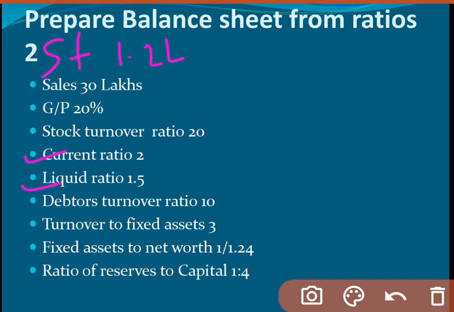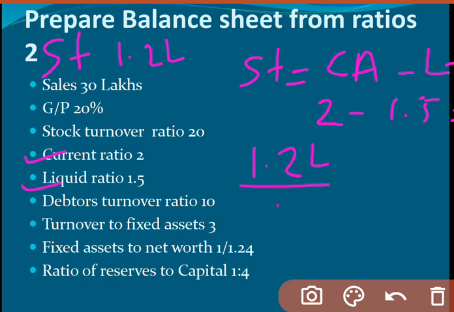How can we find stock from current assets and liquid assets? Stock is equal to the difference between current asset and liquid asset. Current asset here is 2 and liquid asset here is 1.5, so 0.5 is our stock, and that stock value is 1.2 lakhs. Based on this, 1.2 lakhs divided by 0.5, we can find the value of current assets.